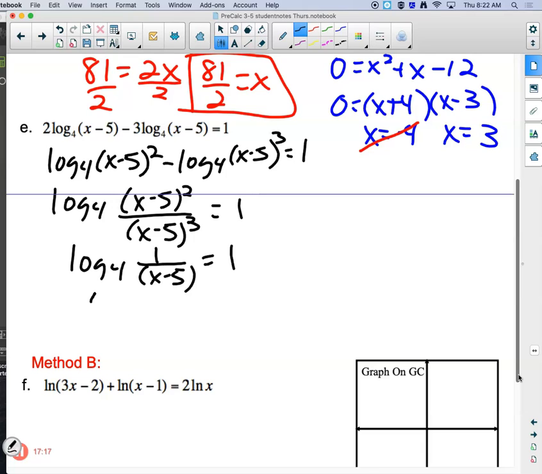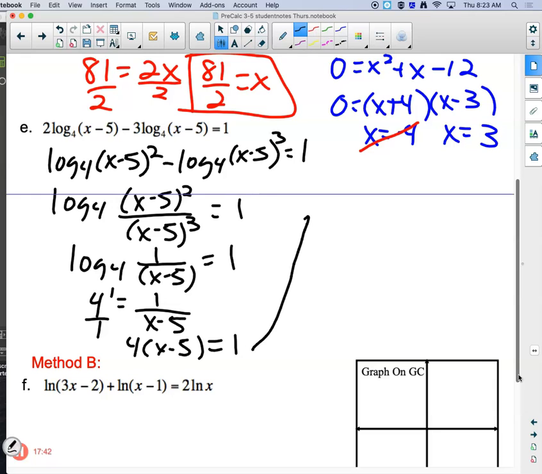So 4 to the first equals 1 over x minus 5. And then we could go ahead and say, you know what, I'm going to throw a 1 underneath here, and I'm going to cross multiply. So 4 times the quantity x minus 5 equals 1. 4x minus 20. Oh, I better take it up here. I'm not going to have enough room. So 4x minus 20 equals 1. Add 20 to both sides and divide by 4.